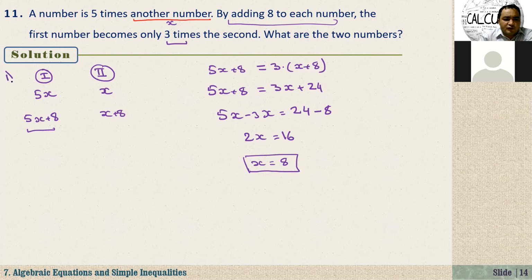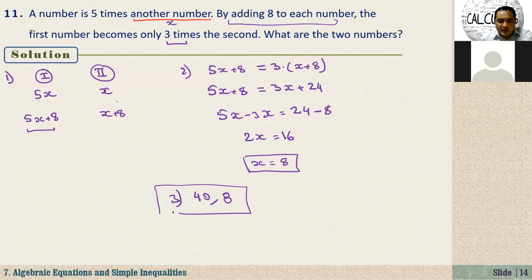Okay, that's our first step, right? Then the second step, we solve the problem. And third step, now we need to write the answer. What are the two numbers? If x equals 8, the first number is 5 times 8, that's equal to 40. And the second number is just x, so that is 8. So those numbers are 40 and 8.